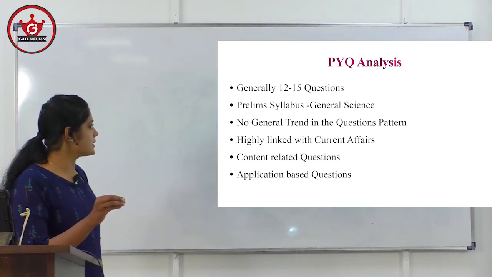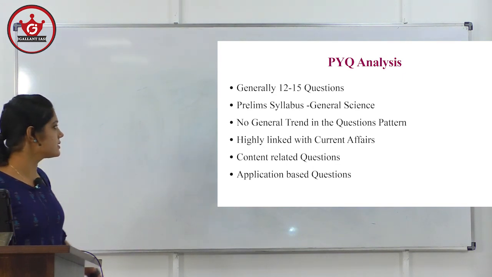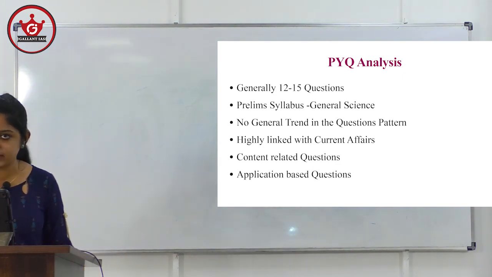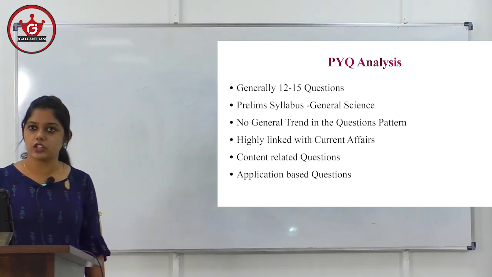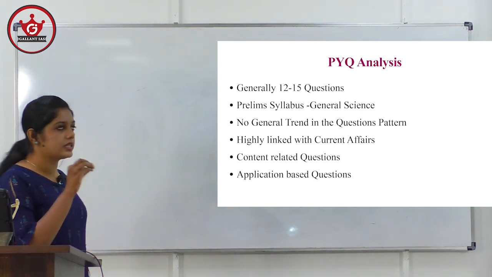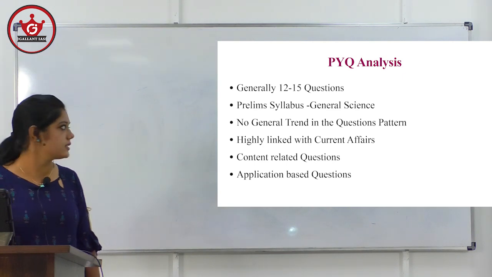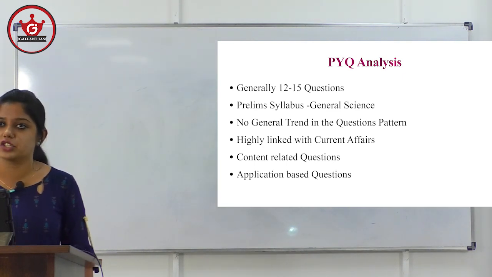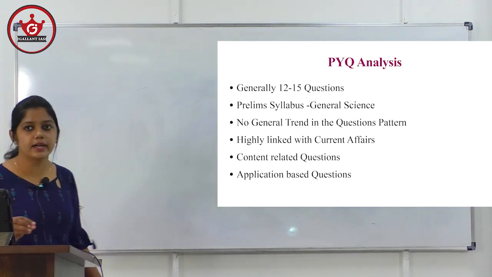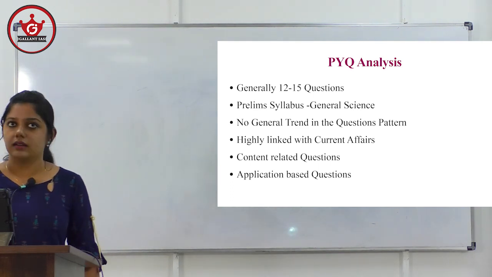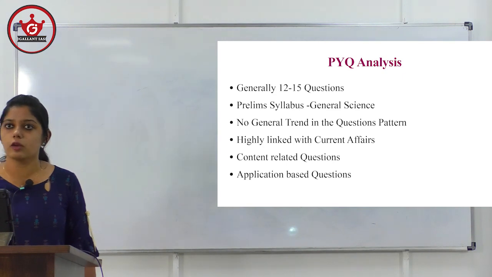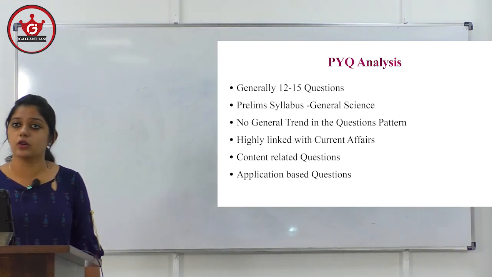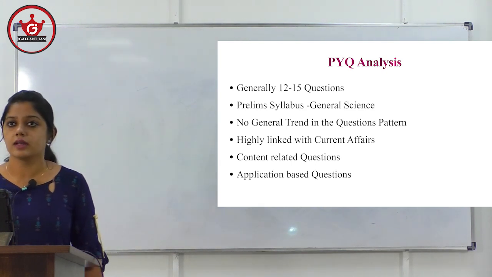So what all things I said: generally 12 to 15 questions. In the prelims syllabus, it is only mentioned as general science. So general science is really important, but science and technology current affairs is included. So there is no general trend, and it is highly linked with current affairs, content related questions and application based questions. As I mentioned earlier, in last year's 2020 question paper, almost 14 to 15 questions were asked. But in 2019, almost 19 questions were asked from science and technology.